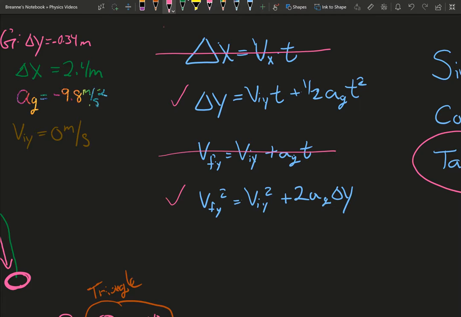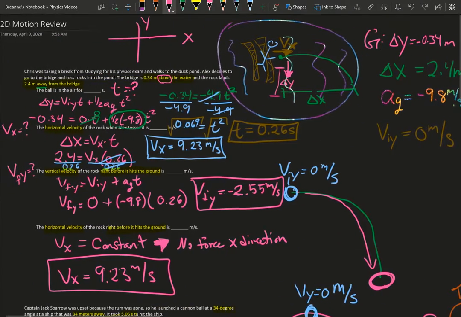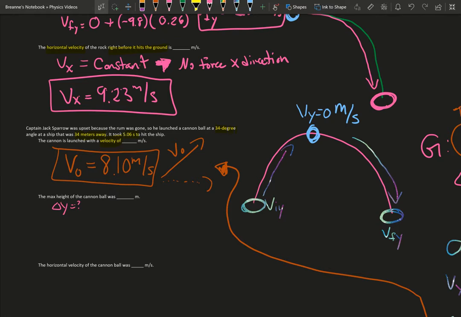So we have delta y, that's what we're looking for. We have our initial, but we don't have time, so we can't use that one. So we're kind of stuck with this one. Do we have our final velocity? Yep. Do we have our initial velocity? Yep. Do we have gravity? Yep. And we're looking for delta y? Perfect. So we're going to use VFY squared equals VIY squared plus 2AG delta y.